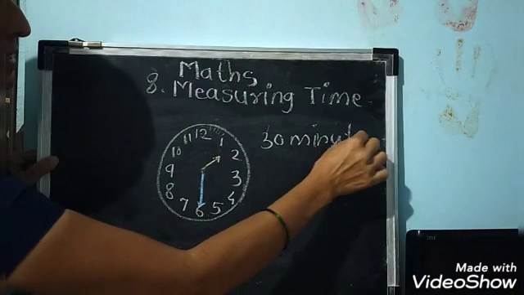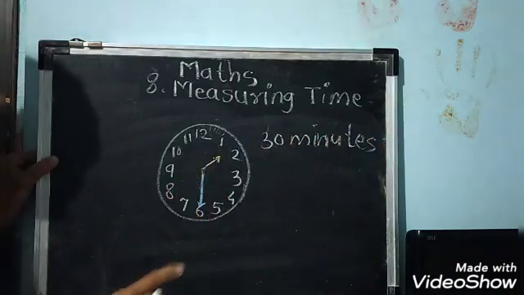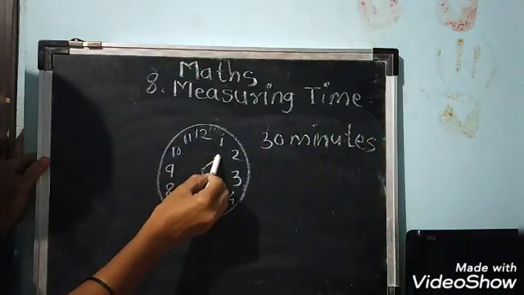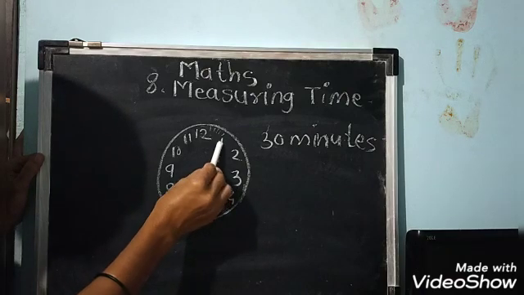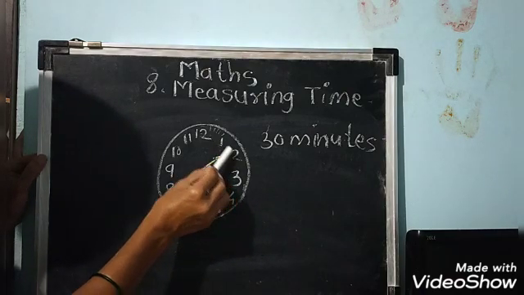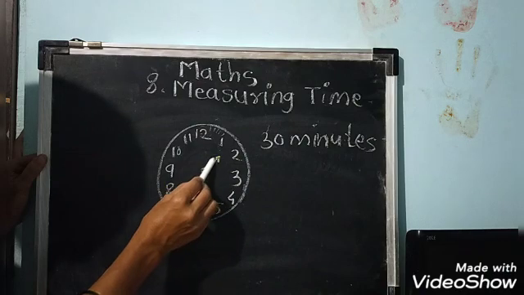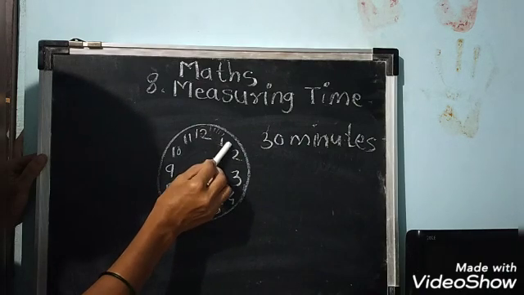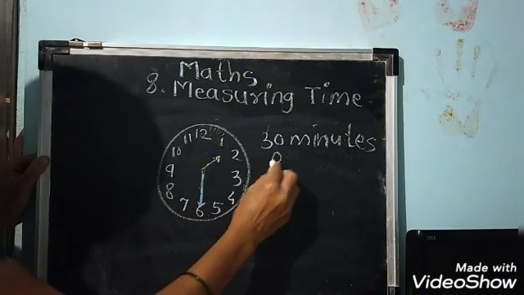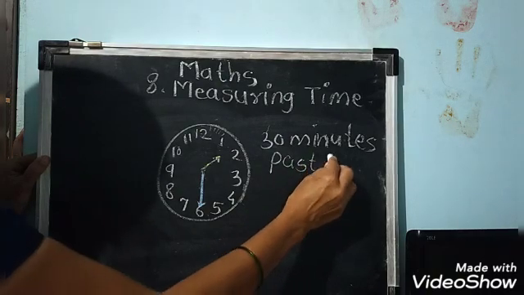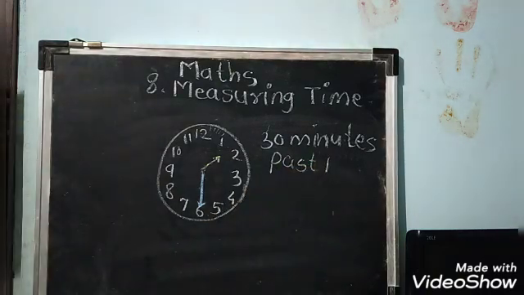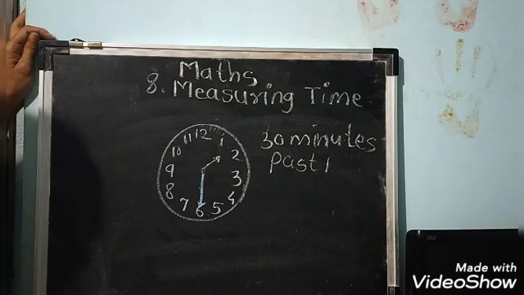Then what about hours? On which number is this hour hand? It is just across 1. It is not on 2. It is in between 1 and 2. So which number has it crossed? Just 1. So 30 minutes past 1. Right? In this way you have to tell the time.